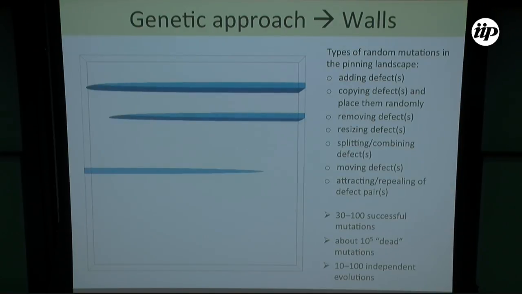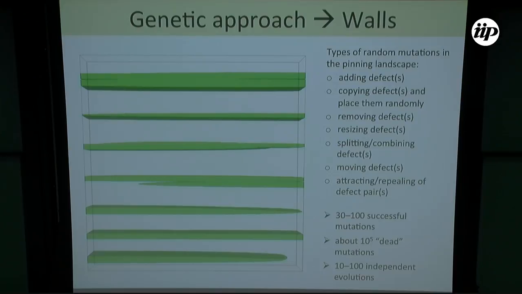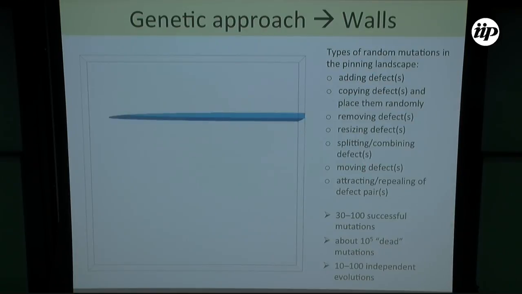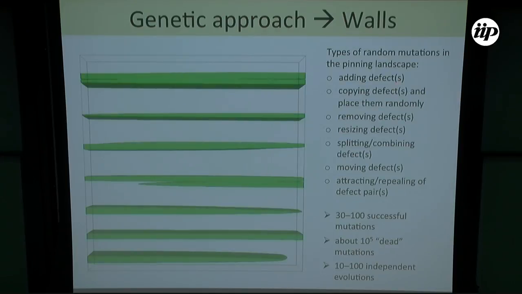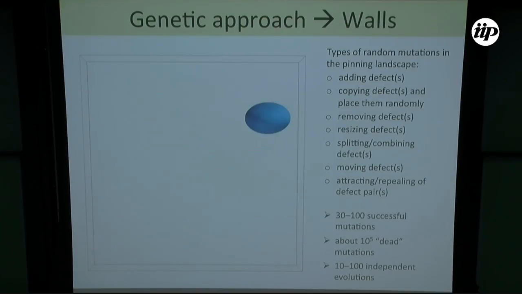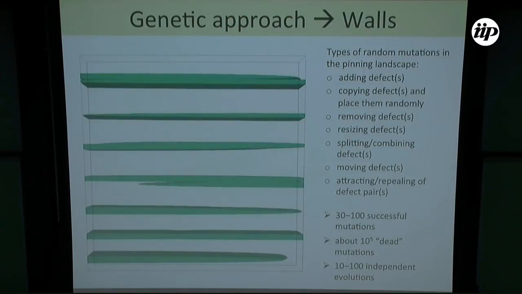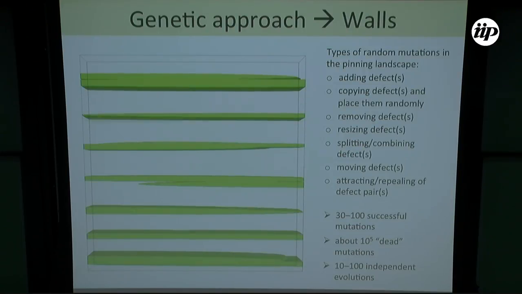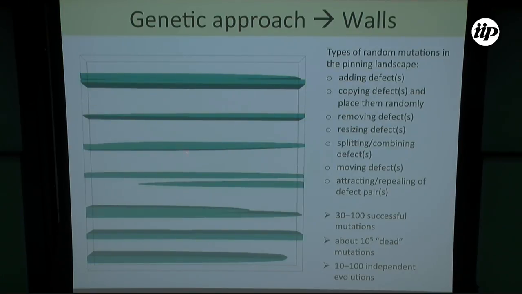So here is the evolution process. We see a set of consequent mutations. The color is the critical current in there. By mutations, I mean different perturbations. For example, adding defects, copying defects, removing defects, resizing defects, keeping the volume fraction of the defect. Then we can split, combine defects, move them randomly, or attract or repel pairs of these defects. And you can, in principle, see all these mutations in here.